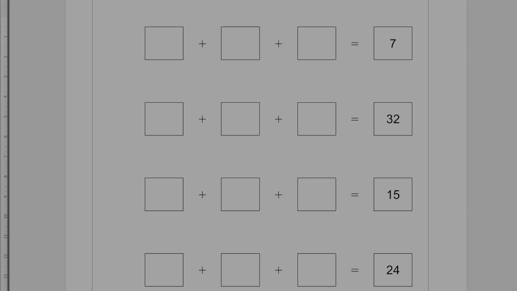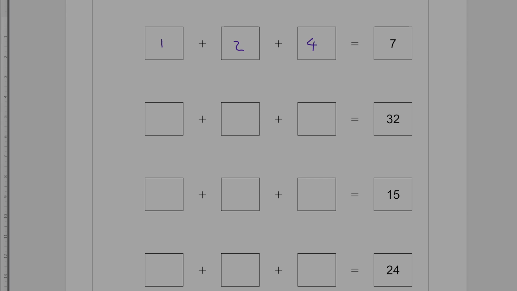So to make 7, if I imagined it was 1, 2, and 3, that would be the smallest combination I could make, and that would be 1 less than that. So I couldn't have 2, 3, and 4, because that would be too big. So I've got to have 1, 2, and 4 there. That's the only way I'll be able to make that.